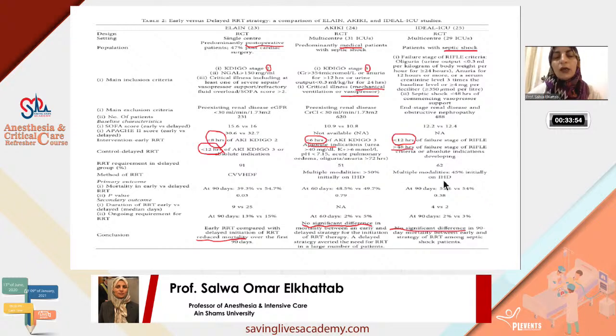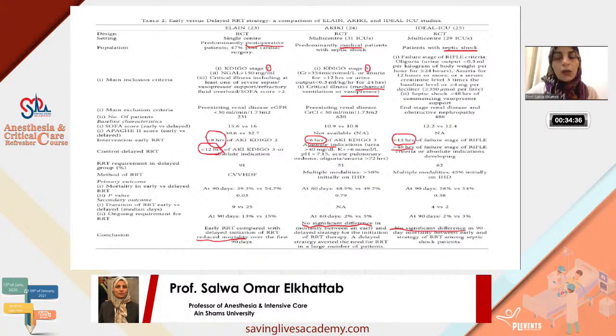When searching the literature, there are hundreds of studies about the time of initiation of RRT. The most famous are two studies: AKIKI, from France, 2016, and ELAIN, from Germany. The first one considered surgical critically ill patients, post-operative, especially post-cardiac. The other one was conducted in a medical ICU.